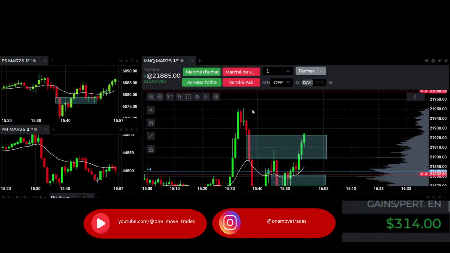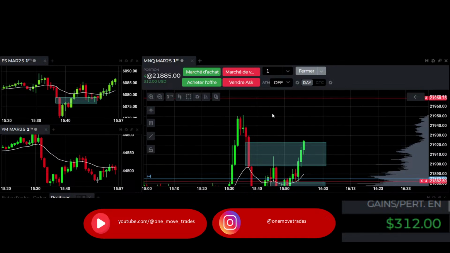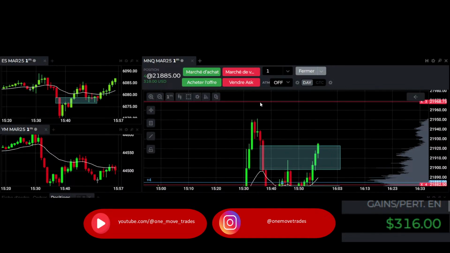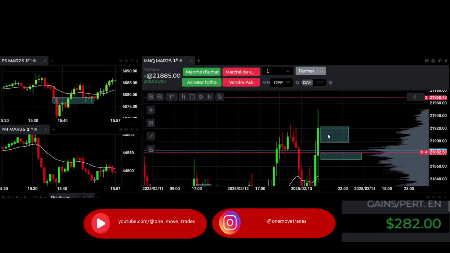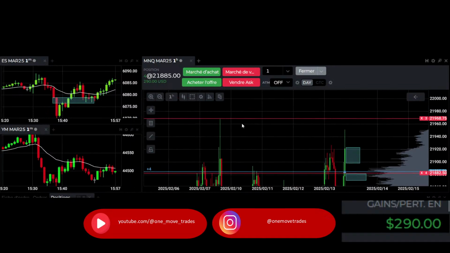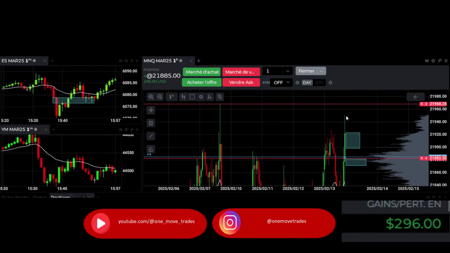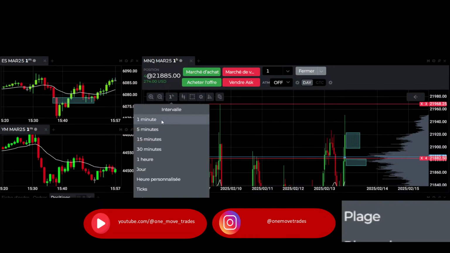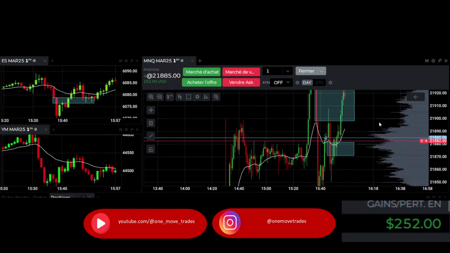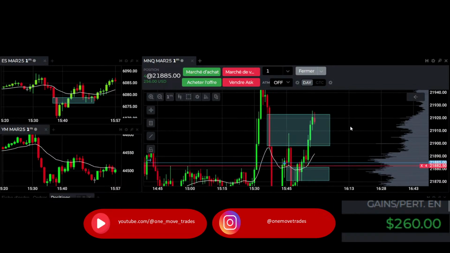And this is not my target. I will aim to take my first partial on 1 hour buy side liquidity. I will aim on this buy side liquidity, so I will not take this take profit here. So let's wait and see price move up.